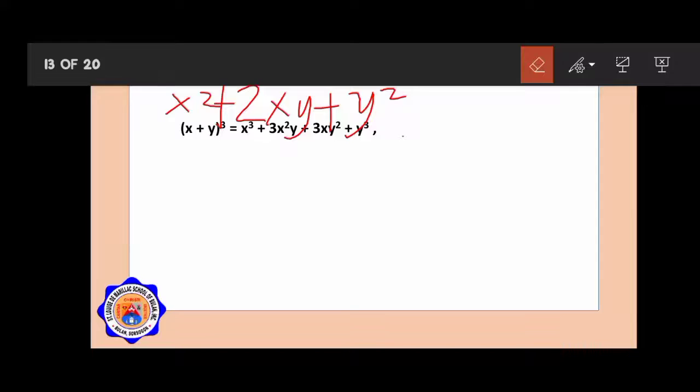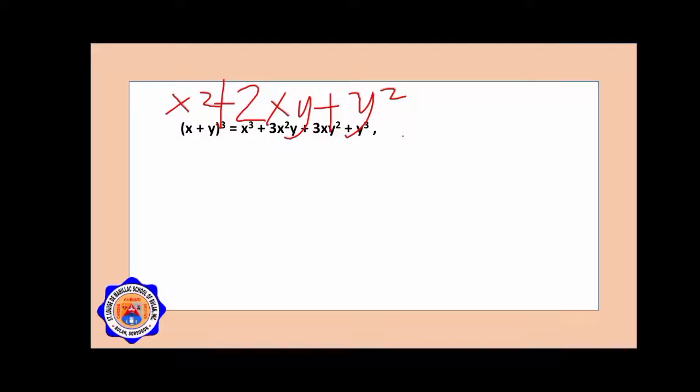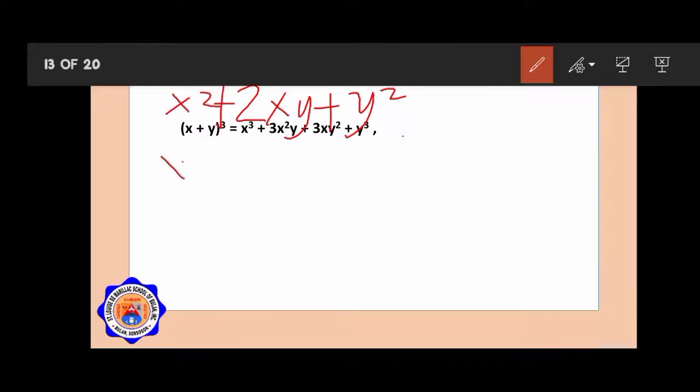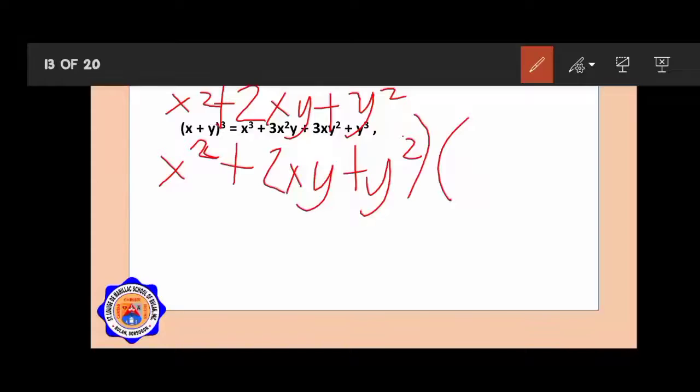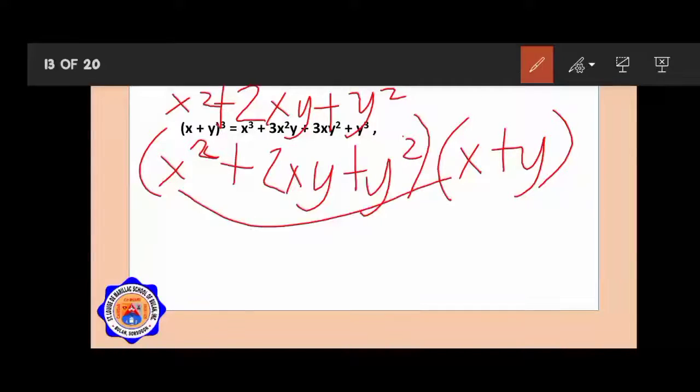So, this is x squared plus 2xy plus y squared times the quantity of x plus y. Then, use the FOIL method. Isa-isahin. So, x squared times x is equal to x cubed.